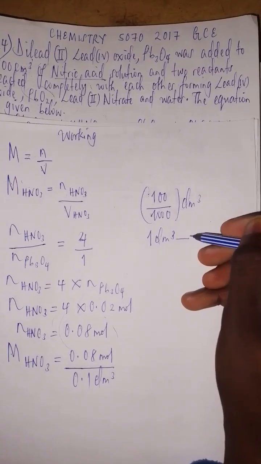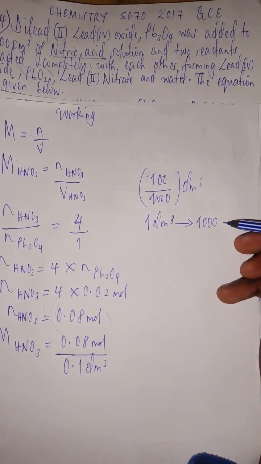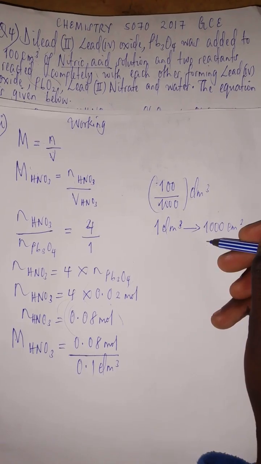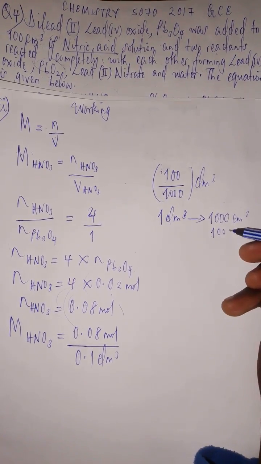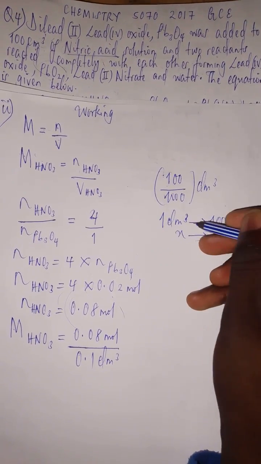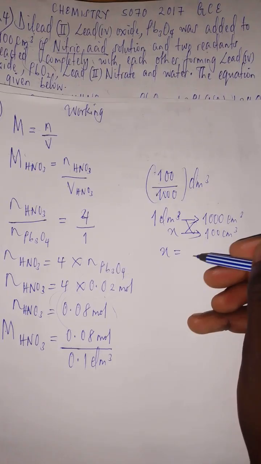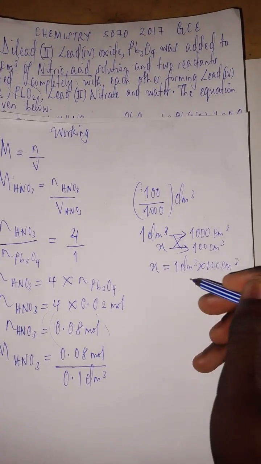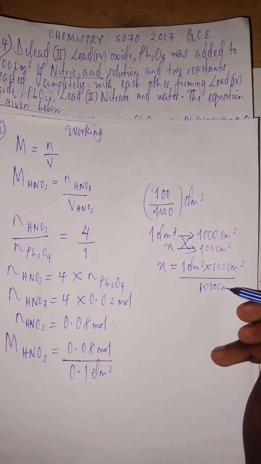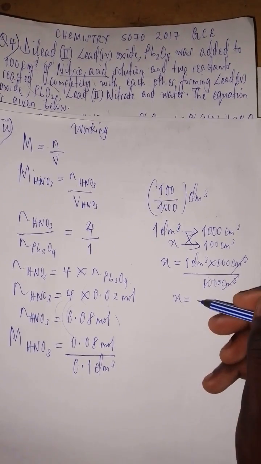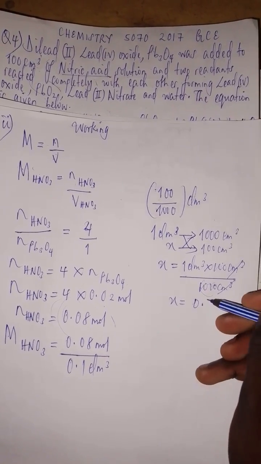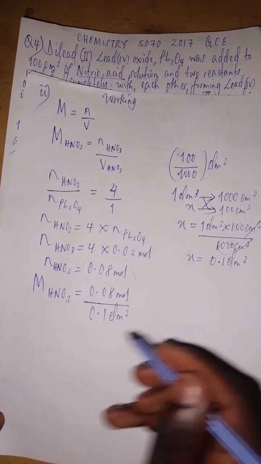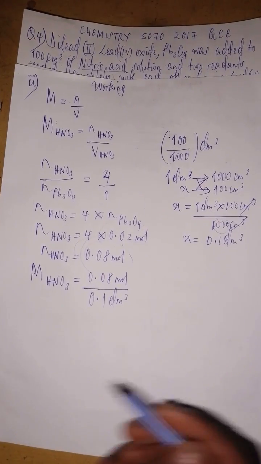cubic decimeter is basically equivalent to 1000 cubic centimeters. So since the volume which was given was 100 cubic centimeter, you can just put x there, then you cross multiply. So I'm going to find that x will be equal to 1 cubic decimeter multiplied by 100 cubic centimeter over 1000 cubic centimeter, and cubic centimeter will cancel, and we are going to remain with 100 divided by 1000, which is just 0.1. Then the unit to remain with is the cubic decimeter. So this is basically what I did here by just dividing by 1000. That is the simplest way.